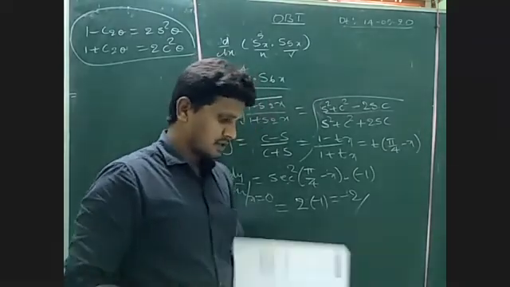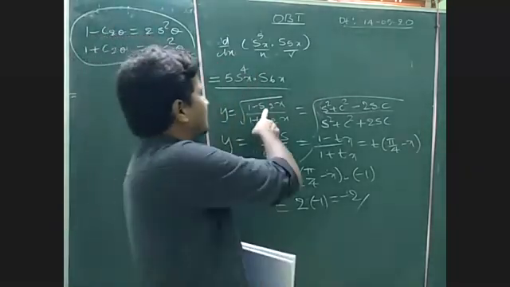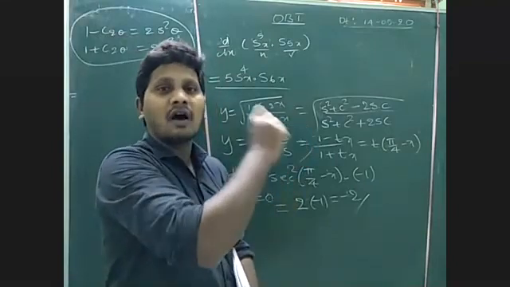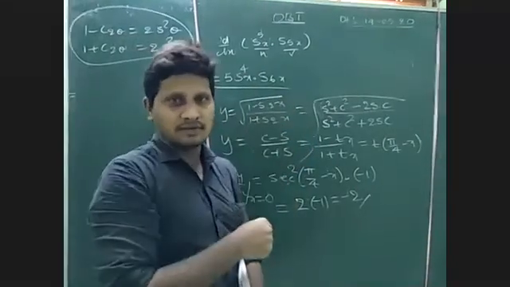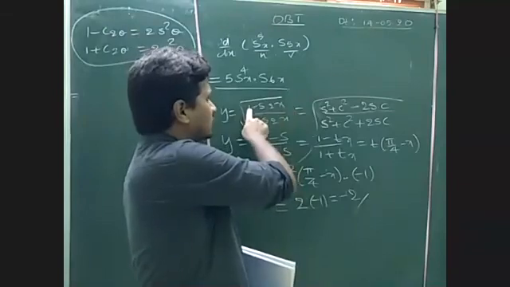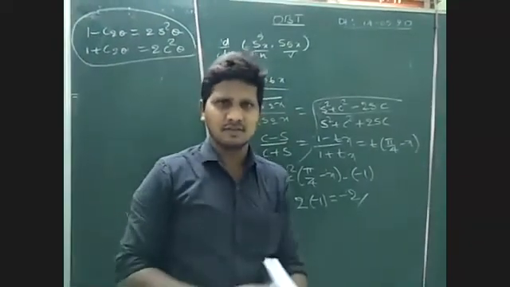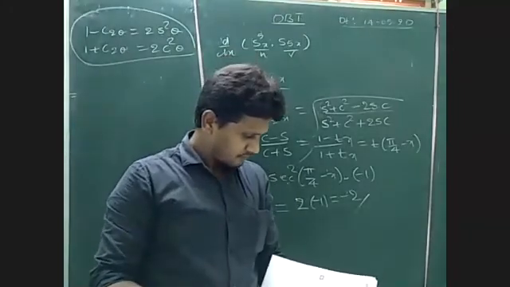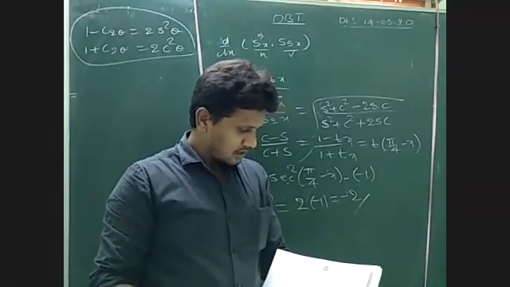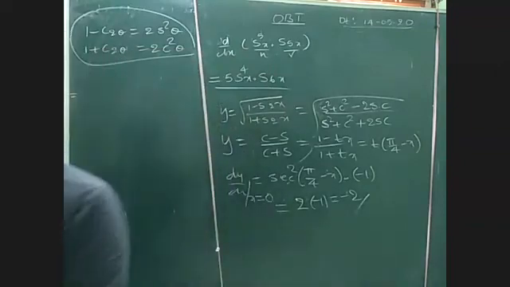Otherwise, we can convert this sin 2x and write it as cos(90 minus 2x). So apply the 1 minus cos 2 theta form. We can do it in many ways. Okay. Yes, third question. Is this question clear?